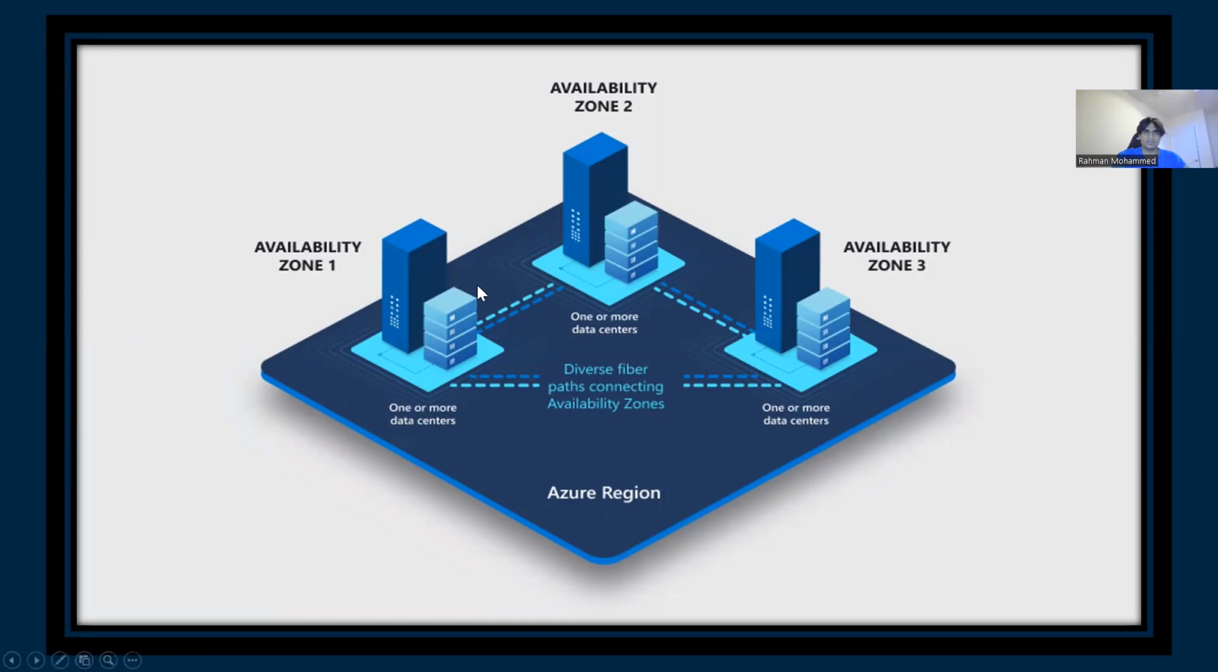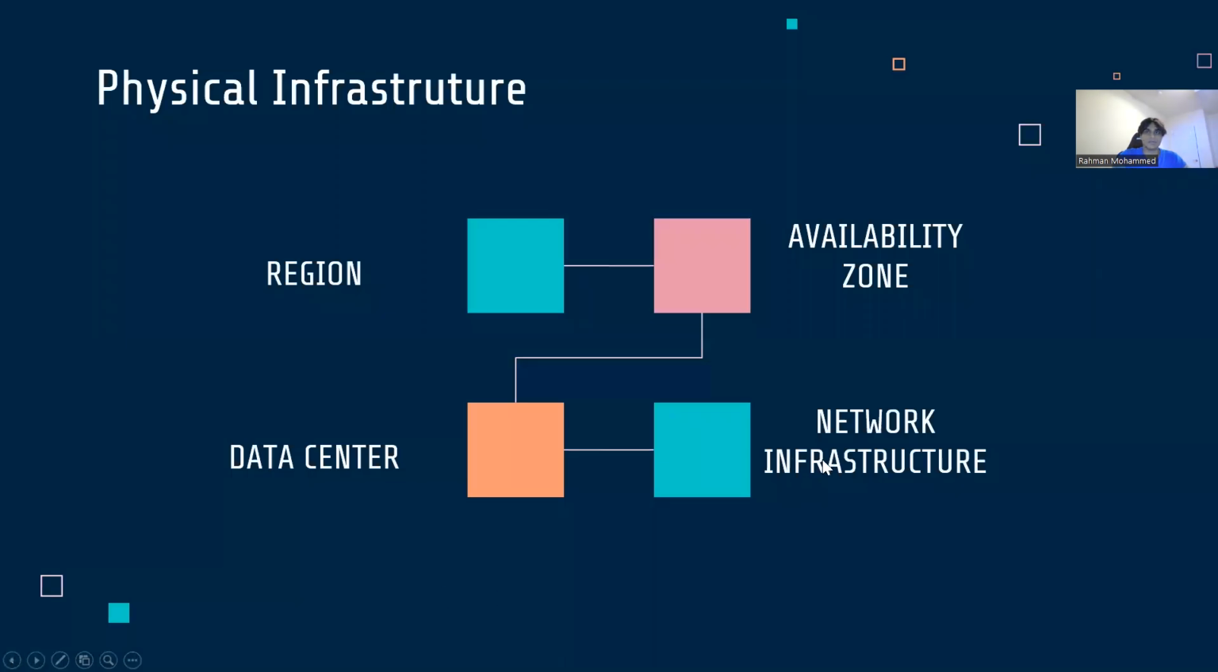So it's important to have redundancy. So in case something happens, you can use another availability zone. And these hold data centers, and they're all connected. So you can see with these fiber paths. And making up those data centers, again, is the network infrastructure.